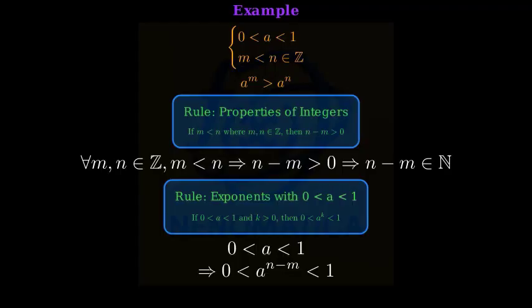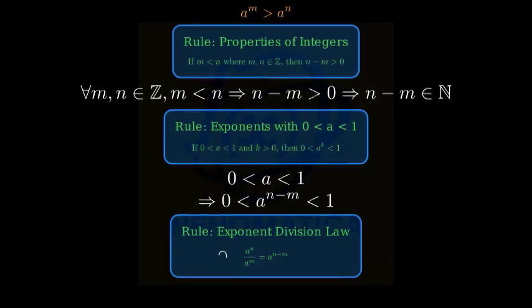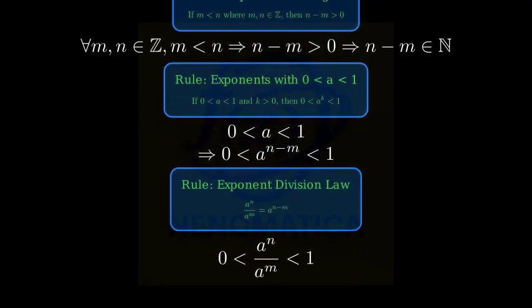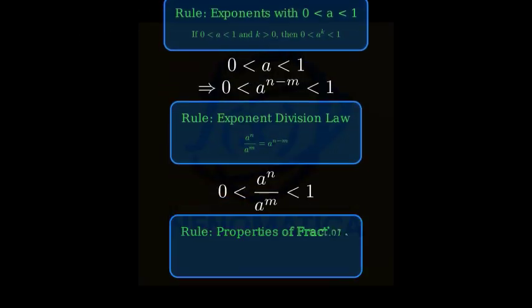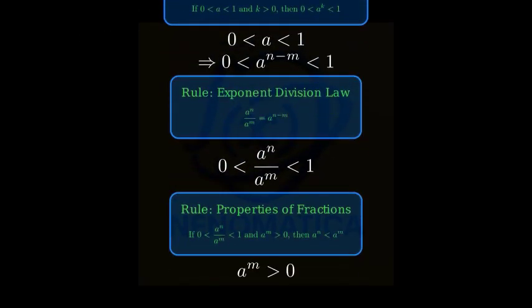Let's manipulate this inequality further. We can rewrite the fraction a^n over a^m as a to the power of n minus m. So we get 0 < a^n / a^m < 1. Let's think about this. What happens when we rewrite this fraction? We get 0 < a^n / a^m < 1. And also, we know that a^m is greater than 0 because it is positive. Now, we can put these facts together.